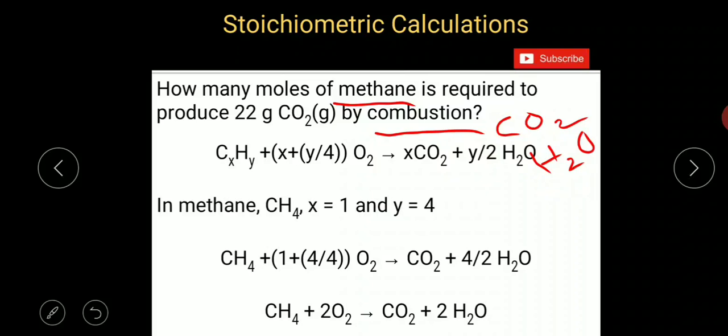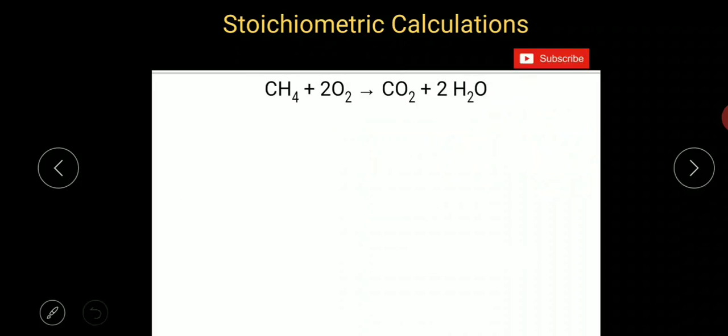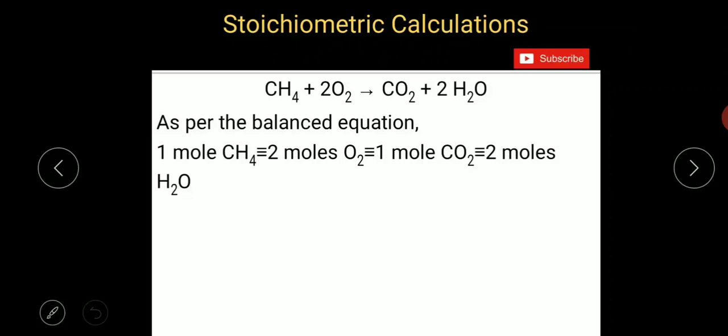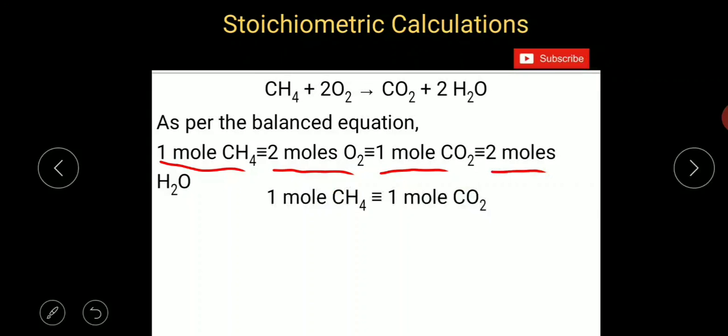So as per this balanced equation, 1 mole methane combines with 2 moles of O2 to give 1 mole CO2 and 2 moles H2O. But we need the relation between moles of methane and moles of carbon dioxide. 1 mole methane is equivalent to 1 mole CO2.